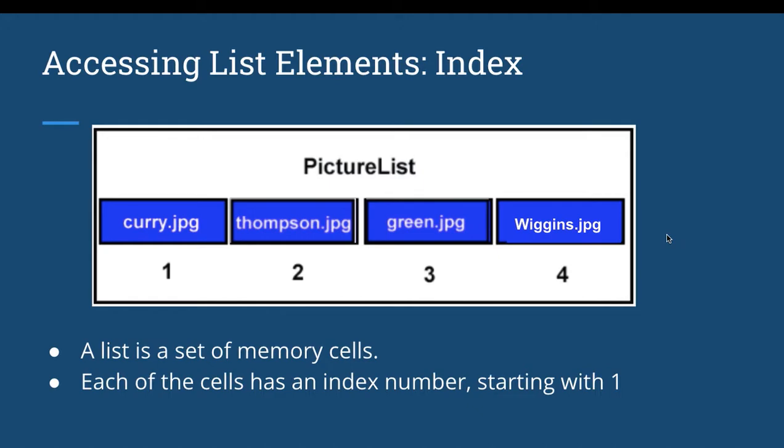So we have to think about now a new concept of an index. The index is essentially the position or the location where each one of our images or files is stored. In our list, which is called picture list, we have four files: Curry, Thompson, Green, and Wiggins. Their index values are 1, 2, 3, and 4. We think of a list as a series of memory cells. Each of these cells has a numbered location or an index number, and we always start with 1. So in our list, Curry is index number 1, Thompson is index number 2, Green is index number 3, and Wiggins is index number 4.